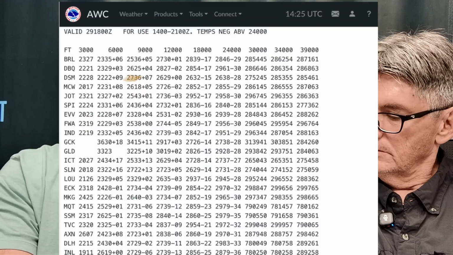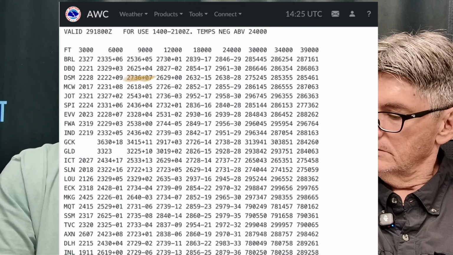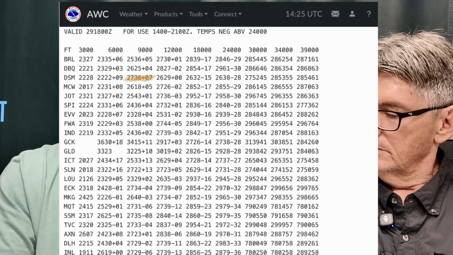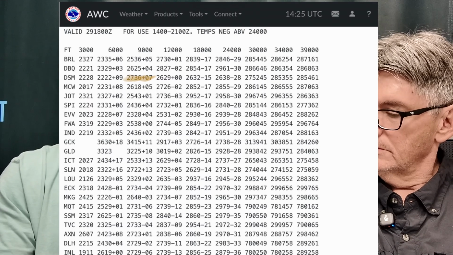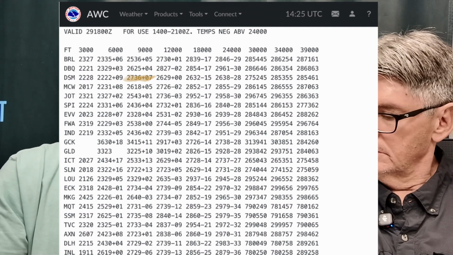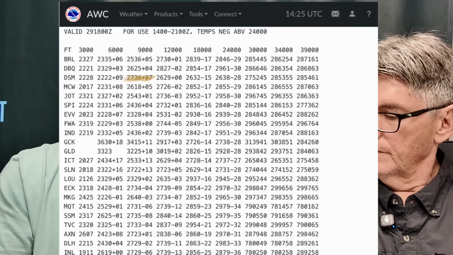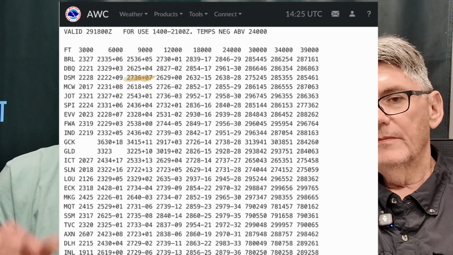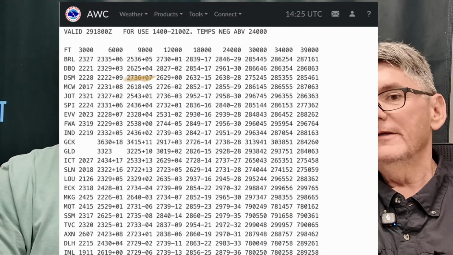All right. Let's go up to the 9,000 foot column. DSM, which is Des Moines. Winds are 270 at 36 knots, temperature is positive 7 degrees Celsius. Again, the first two is direction, the second two is velocity, the third two is temperature. So 270 at 36 knots, plus 7 degrees Celsius. And why do we care about the temperature? Icing, maybe. If you're in the clouds, you've got to have moisture and you've got to have freezing temperatures.